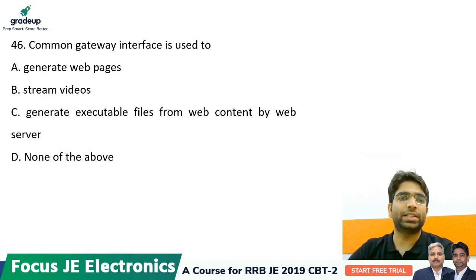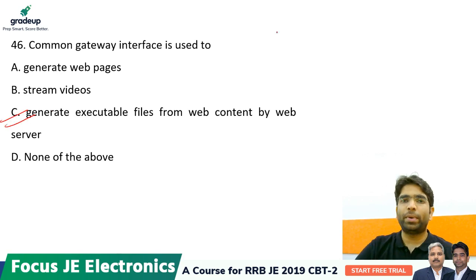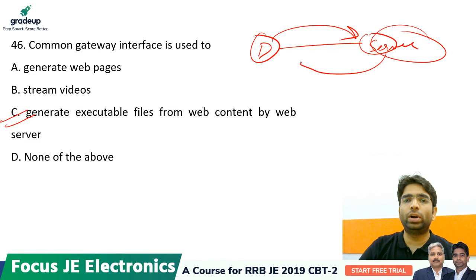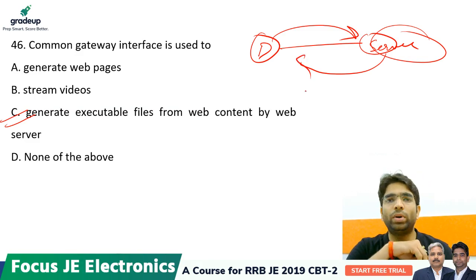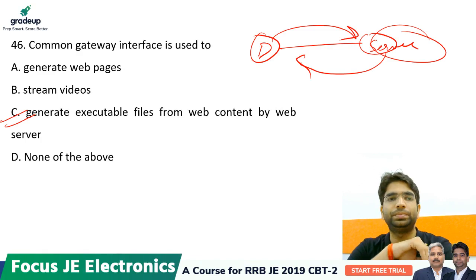Common gateway interface is used to generate executable files from the web contents. Common gateway interface is a device which remotely accesses the server and downloads the executable files. Okay, option C.